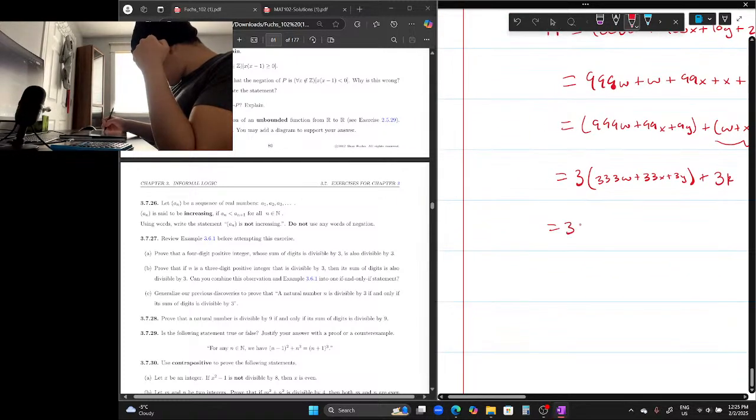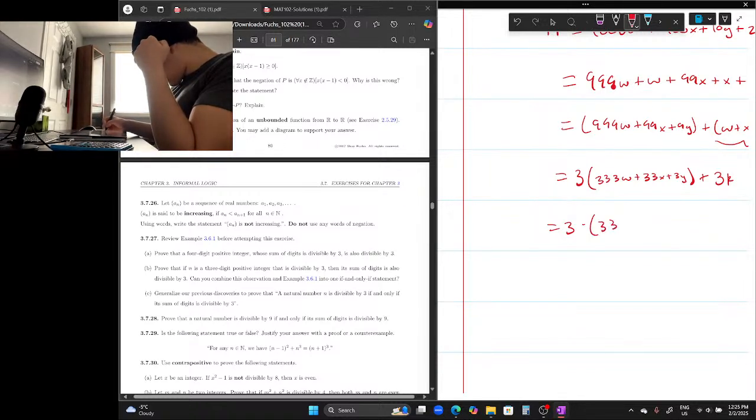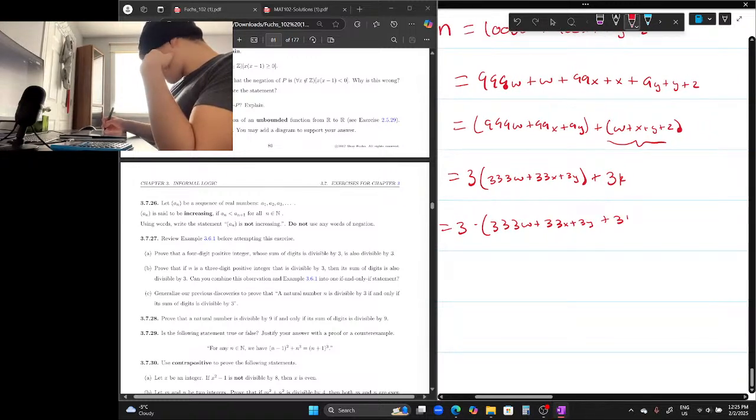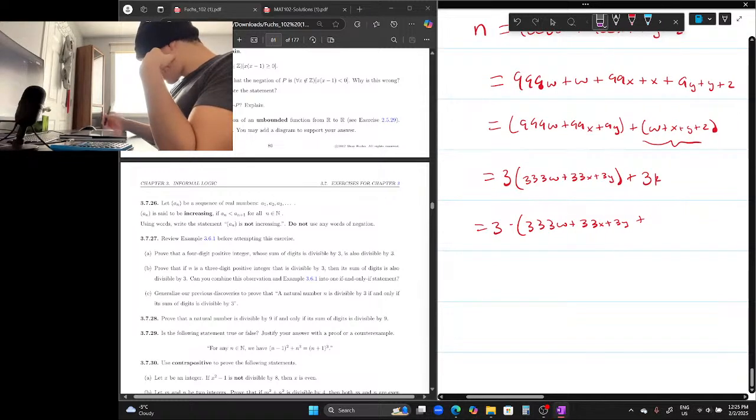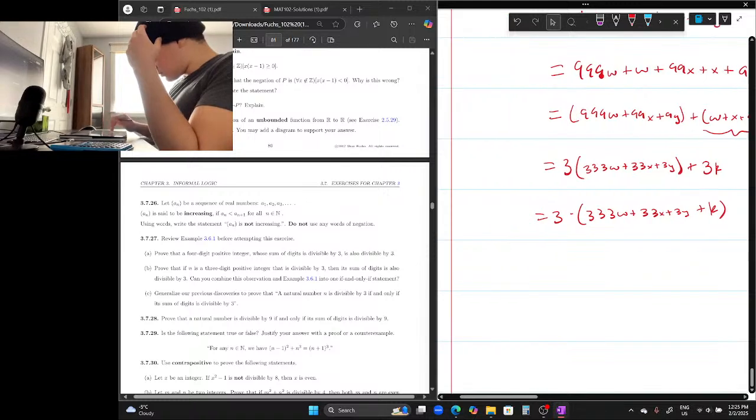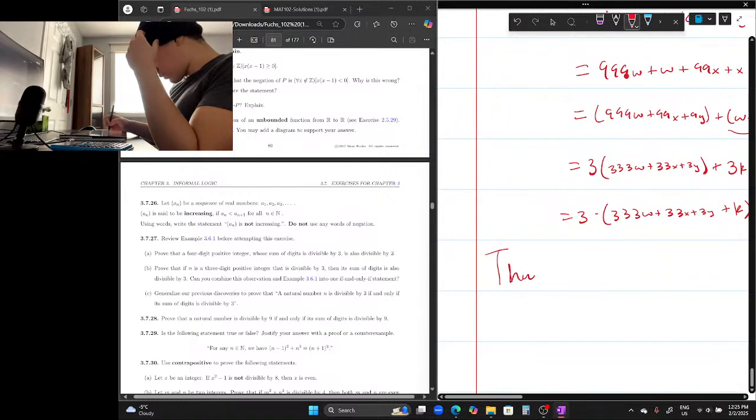So then we factor out a 3, we get, yeah, I'll keep that. And we're done. That's it. That's the proof. Thus, the entire thing is divisible by 3.